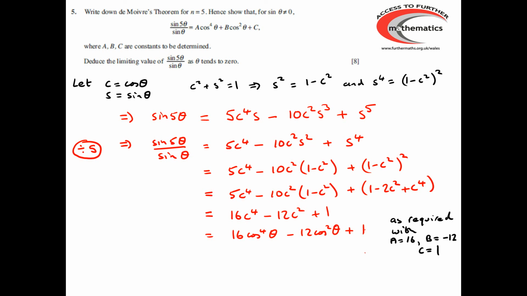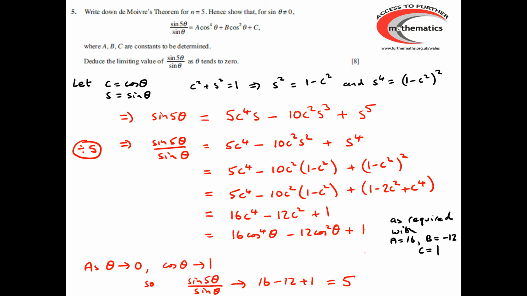Now, as θ tends to 0, we know that cos θ tends to 1. So the right-hand side is going to get closer and closer to 16, take away 12, plus 1, which is 5. So in other words, as θ tends to 0, sine 5θ over sine θ tends to 5.